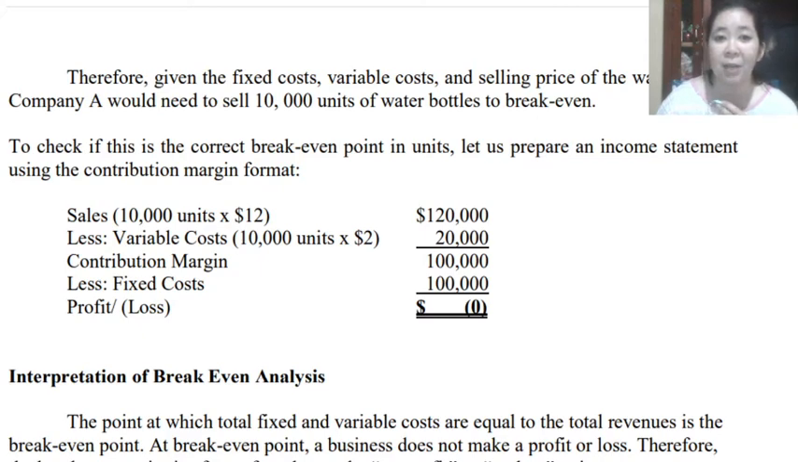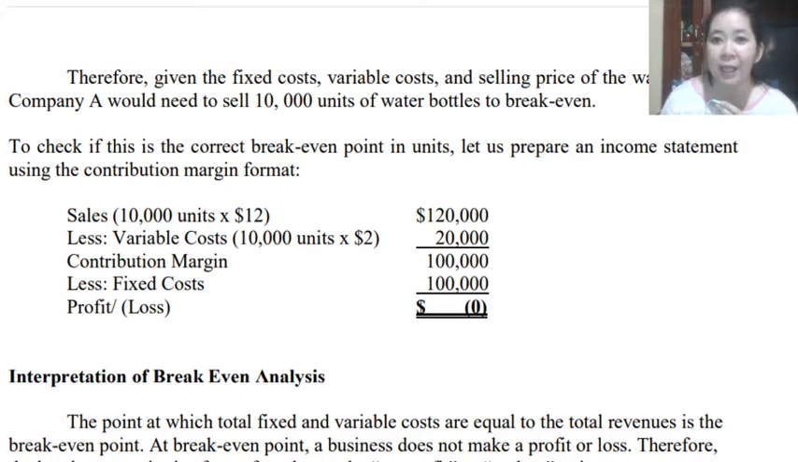Using this format, we have here our sales: 10,000 units times 12, which is your selling price. So your total sales revenue is 120,000. Then we will deduct here variable costs. Your variable cost is equal to the 10,000 units sold times the variable cost per unit, which is 2. So your total variable cost is 20,000.